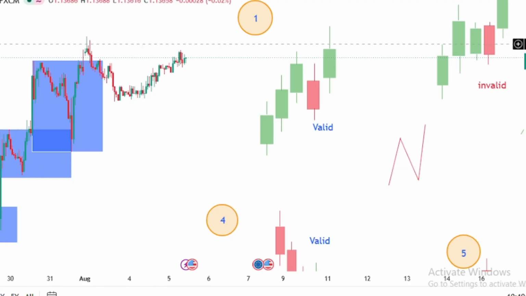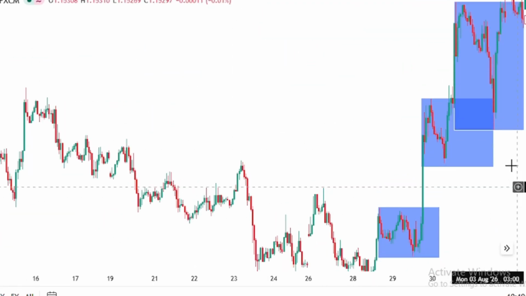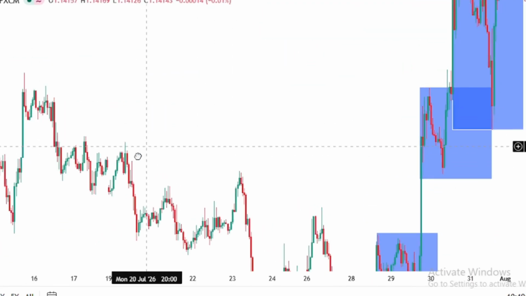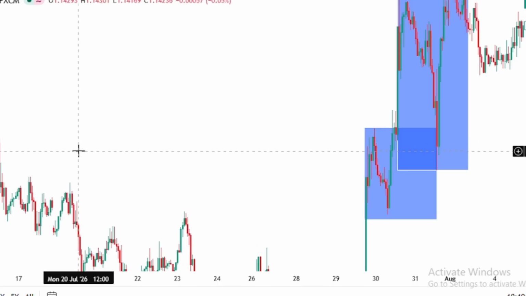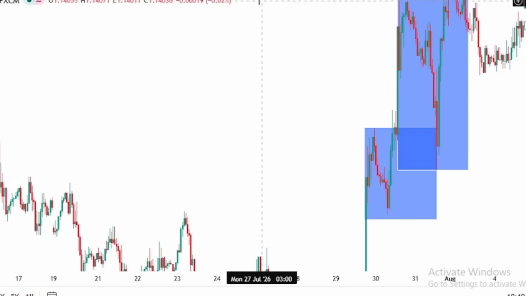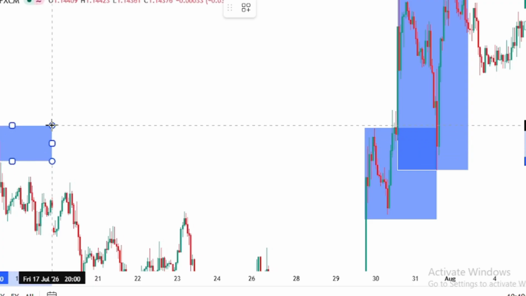Let's see a bearish condition. Here is a bearish move. Let's look at it together. Here is the lowest candle and it pulled back and took out the highs. This becomes a valid pullback. Here now, from here to here is a pullback.